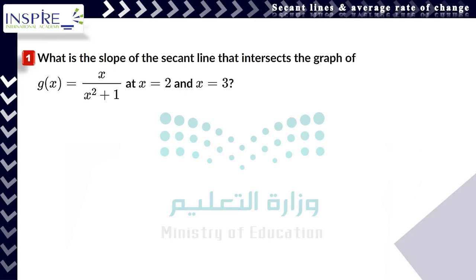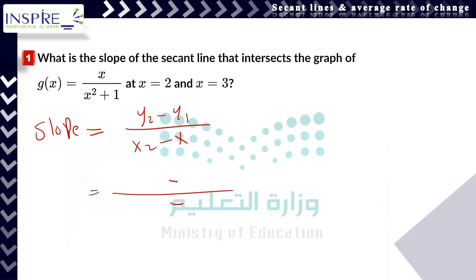What is the slope of the secant line that intersects the graph? We need to get the slope of the secant, so the slope of the secant is equal to y2 minus y1 over x2 minus x1. Okay, we will start with the values of x. We have two values for x, 2 and 3. You can start with any one of them, it's okay. So I will start with the bigger one, and it's okay if you started with 2. And then I will get f of 3 and f of 2. Whatever this number is, get its value for the function.